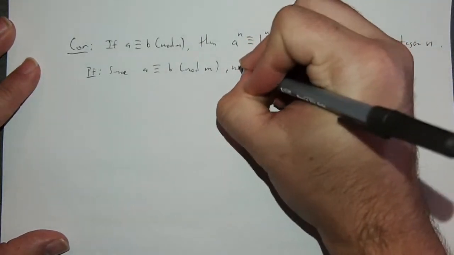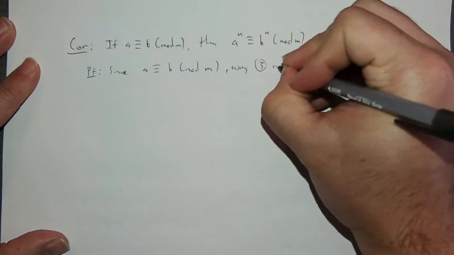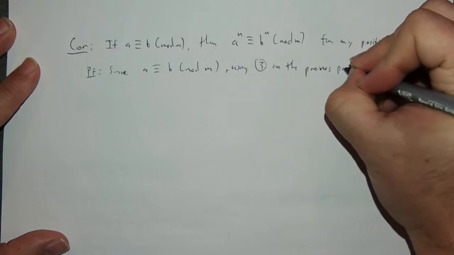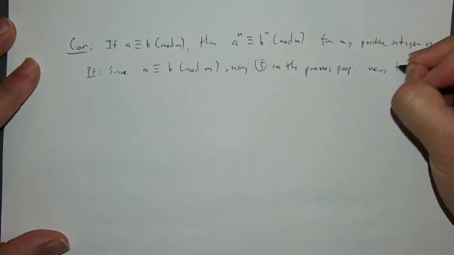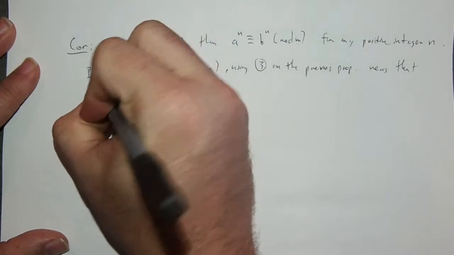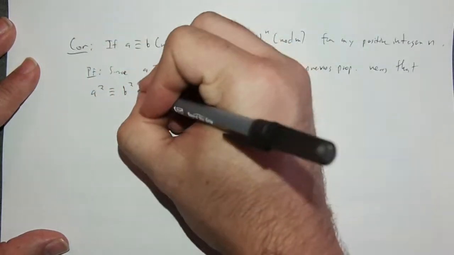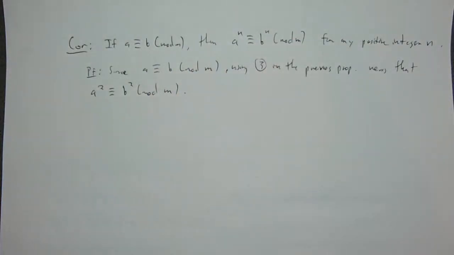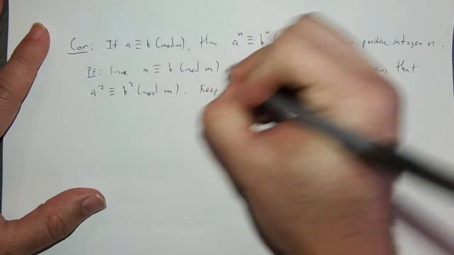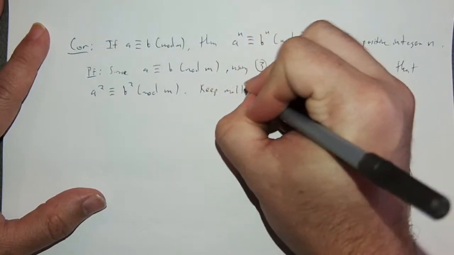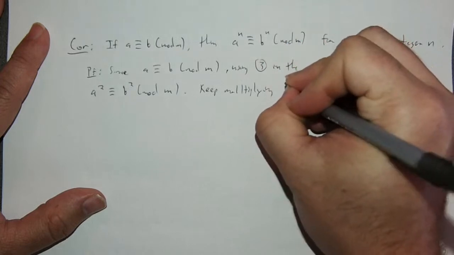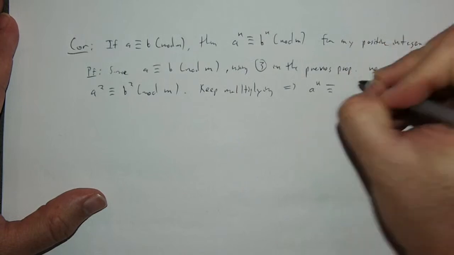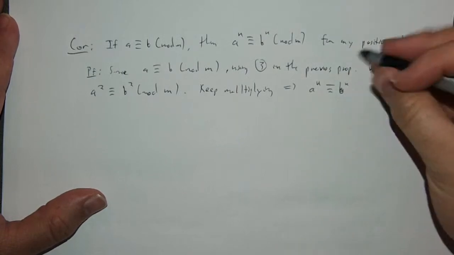using 3 in the previous proposition means that A squared is congruent to B squared mod m. Okay. So keep multiplying. You keep multiplying until you get n. Oh, that's a b.